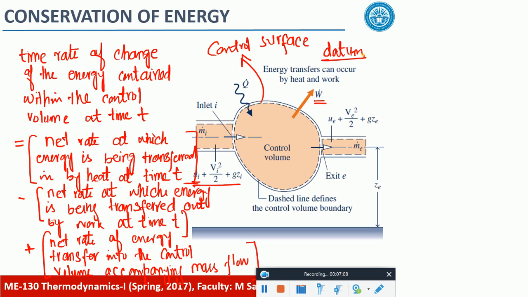Okay, if you divide it by m, again you would get gz, right? So whatever that energy is associated with this mass going inside the control volume, it's a combination of what? Internal energy per unit mass, kinetic energy per unit mass, and finally it is what? It is potential energy per unit mass. Okay, and the same is true for this mass which is going outside, right?